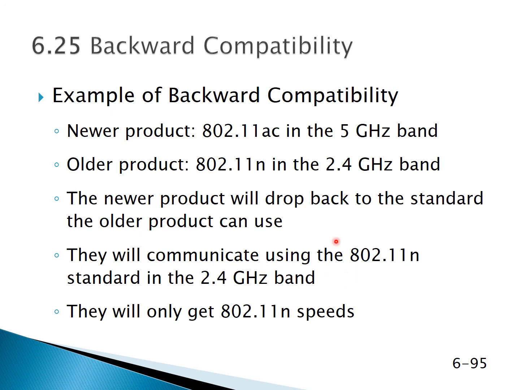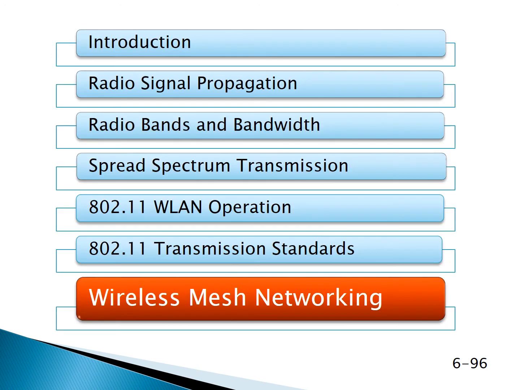So of course, in this case, it will use the older standard that is understood by both devices. So in this case, the two devices will be using the 802.11n standard in the 2.4 gigahertz band. Now, of course, the speed will only be based on the speed of 802.11n. It will not be able to get the AC speed.